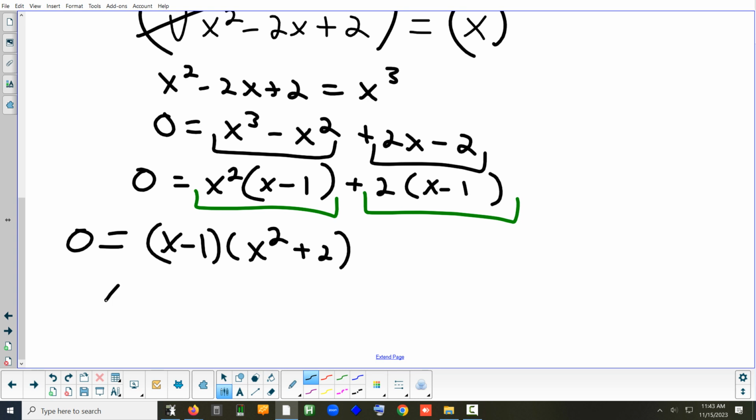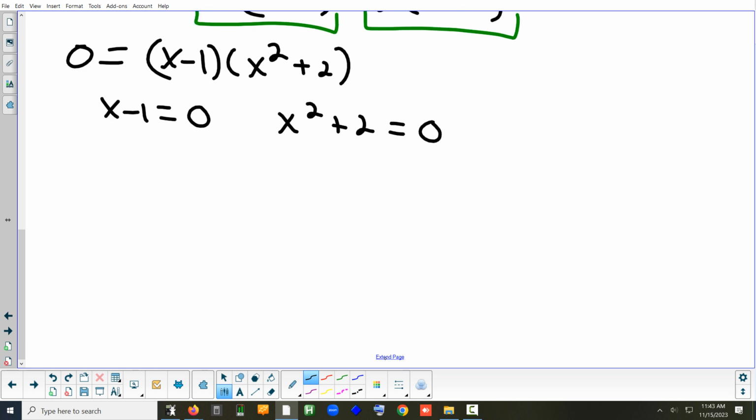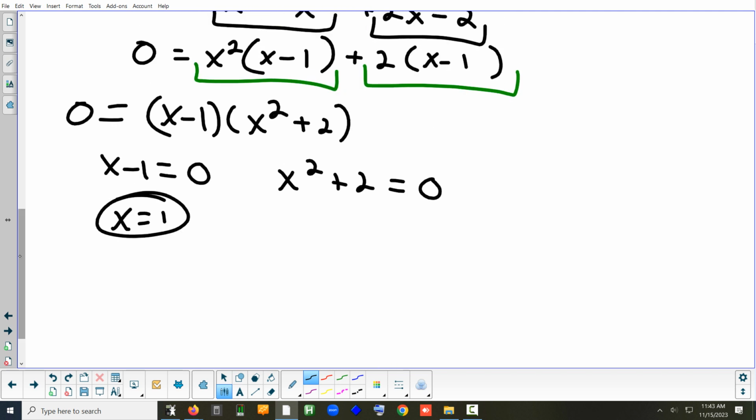Set them to 0. So either the first factor is going to be 0, or the second factor is going to be 0. Okay, when you solve the first one, what do you get for x? Positive 1. We'll check that, but as long as it works, that could be the answer.